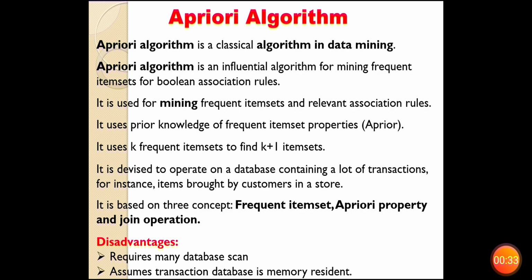The Apriori algorithm is a classical algorithm in data mining. It is an influential algorithm for mining frequent item sets for Boolean association rules. It is used for mining frequent item sets and relevant association rules. It uses prior knowledge of frequent item set properties. It uses k frequent item sets to find k plus 1 item sets.